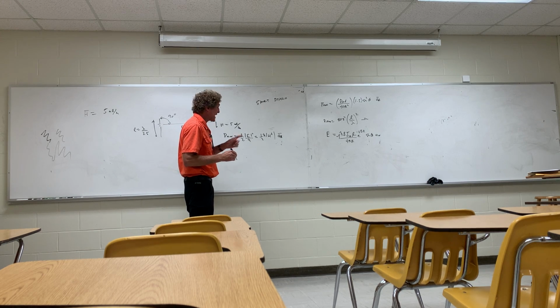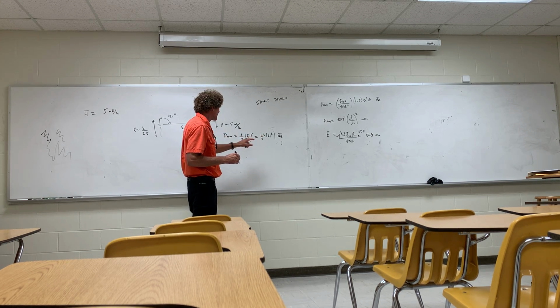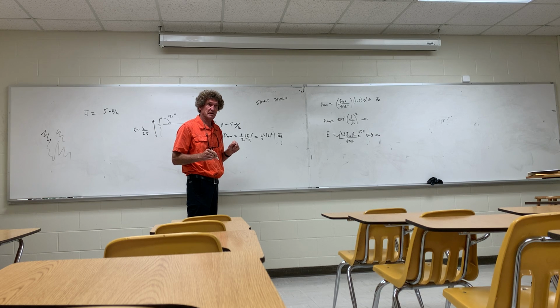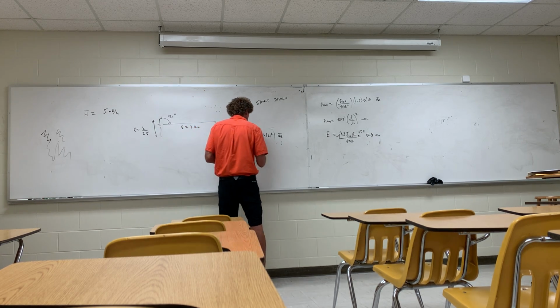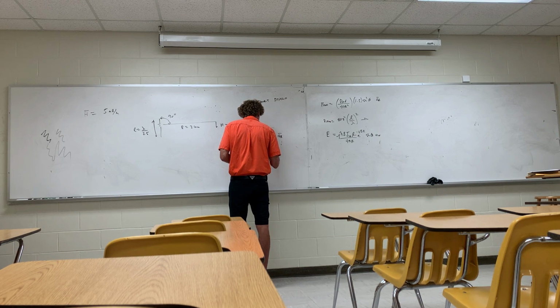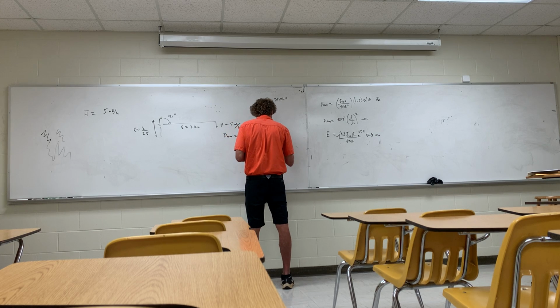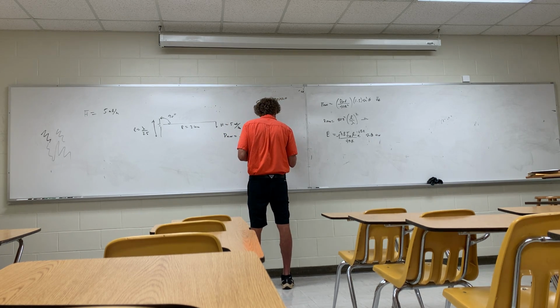Now, I have the H field. I can get the average power density, correct? Everybody follow me on this? I'm just going to say that I know this will be 1/2 times 125, you don't need to calculate this, times H, and H is 5 times 10 to the minus third, squared.